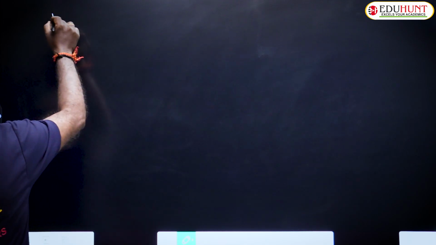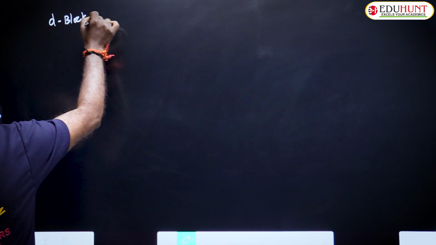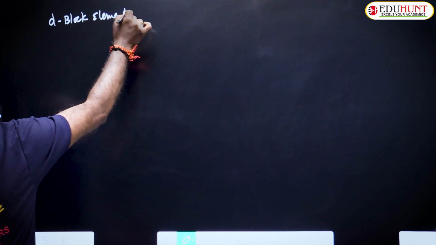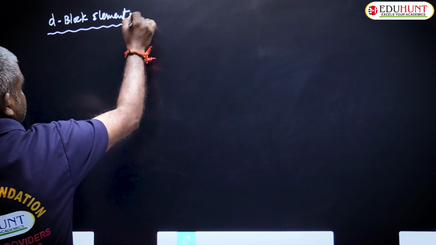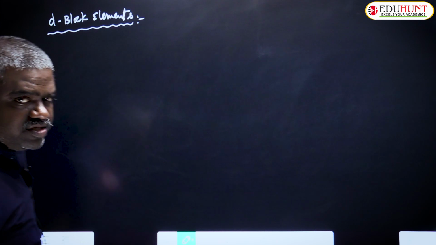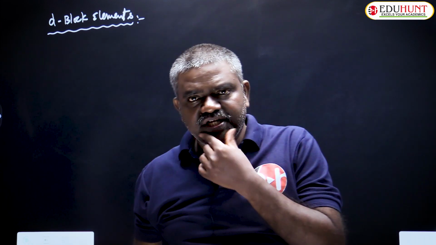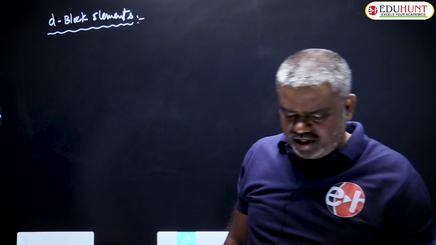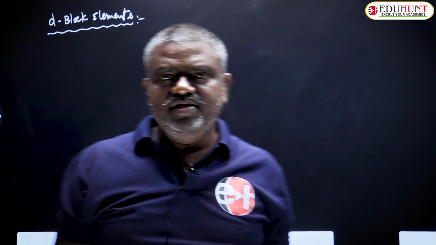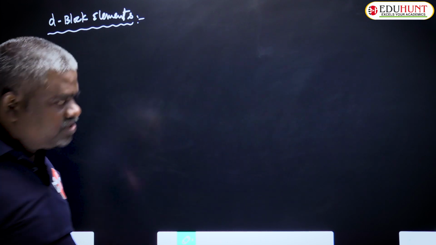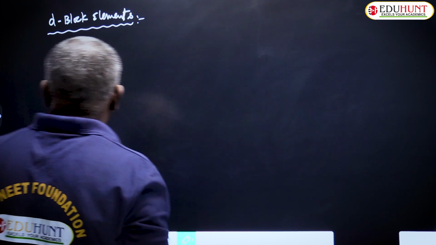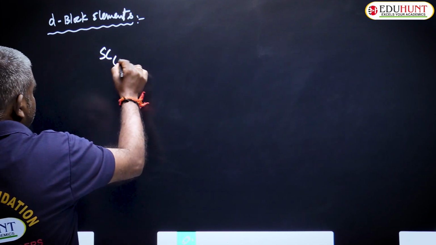In the case of D block elements, the elements in which the differentiating electron enters into d orbital are called D block elements. For example, if we take scandium, what is the atomic number of scandium?